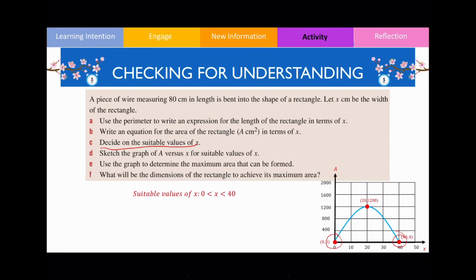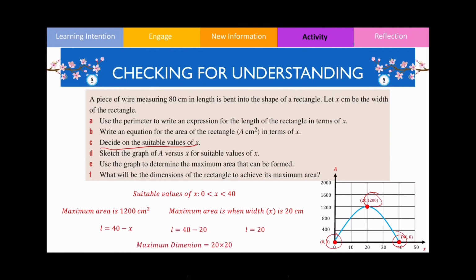To answer part E, that's going to be essentially the y value of the turning point, so it's going to be 1,200. And for part F, the dimension of the width is going to be equal to 20 to give you the maximum area. So again, substitute that into the length formula to find out what the length is going to be. In this case, this will also be equal to 20. So your maximum dimension is going to be 20 by 20.